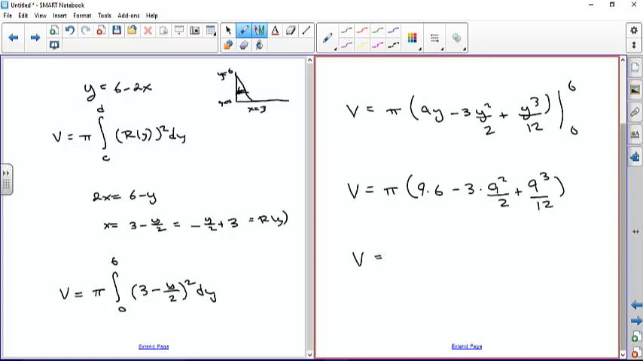Why did I put 9 in there? I don't know. I know why I put 9 in there, because I had 9 there. I was like, that's not going to work out. 6. Okay, that'll work out.